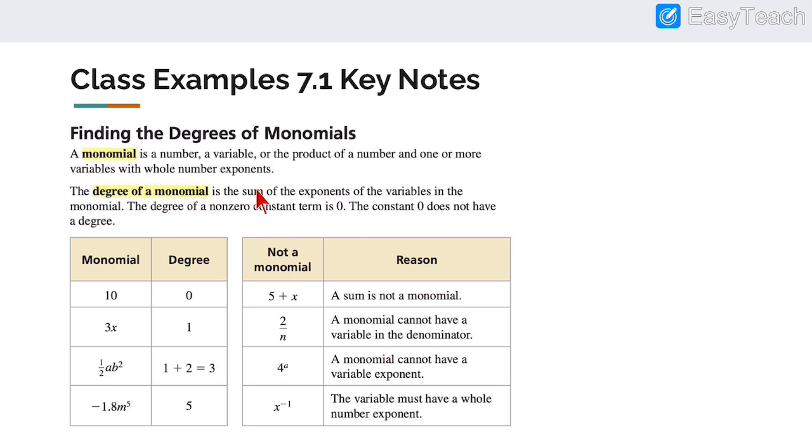The degree is the sum of all exponents of all variables. If there are no variables, then the degree is just 0. So as we're looking at these ones, this first one, the degree is 0 because it doesn't have a variable. This one has a variable of x with technically a 1 next to it because there's just a single x, so that's why the degree is 1. Here, 1 plus 2 is equal to 3, because there's 1 for the a and 2 for the b. And on our last one, it's m to the 5th, so our degree is 5. These ones are all examples of monomials.